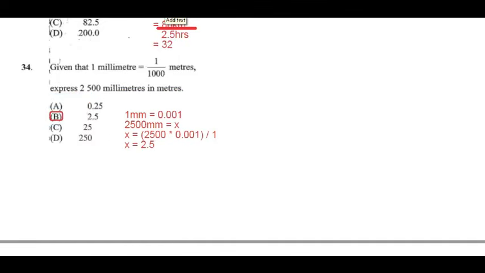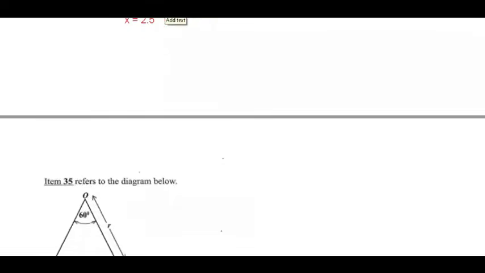So guys, remember to practice these calculations. I cannot emphasize that enough.